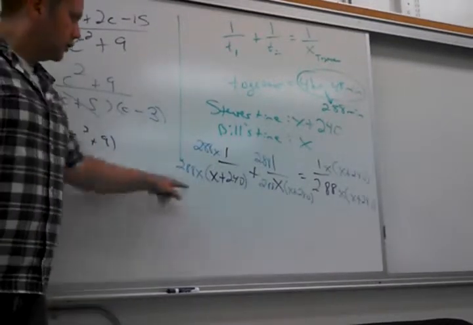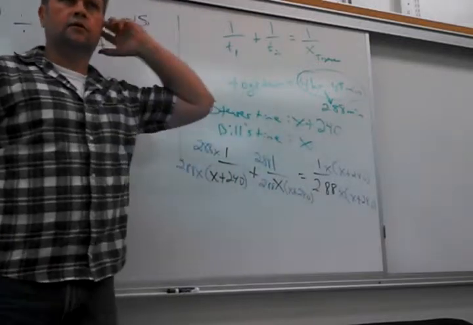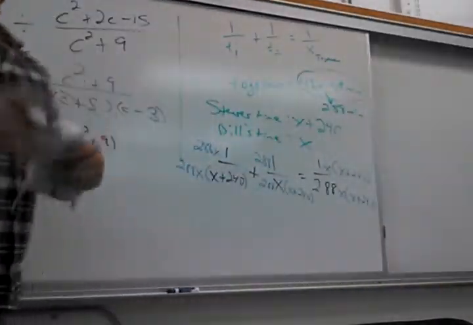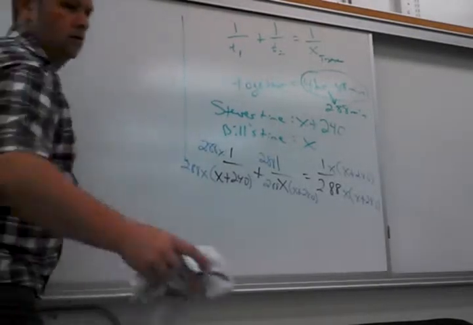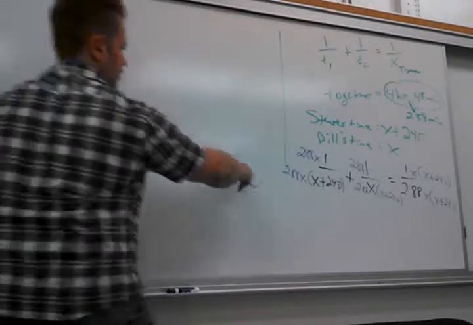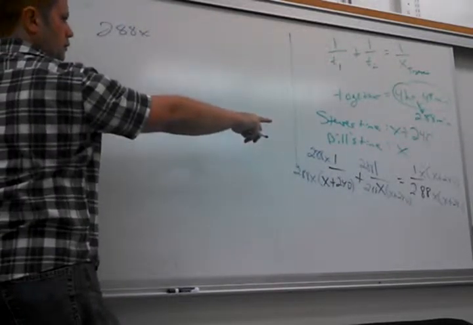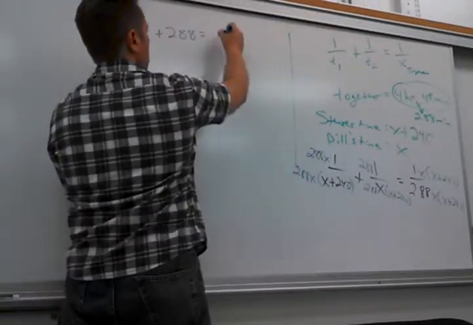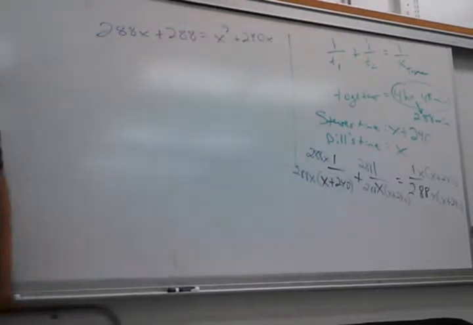Well, and then you can kill the bottom. So you got 288x plus 288 equals x squared plus 240x. So our decision to go the other way on the units, we have to deal with these big numbers now, right? So if I kill all the bottoms, I'll get 288x plus 288 equals x squared plus 240x. It's distributing that x through on the other side.